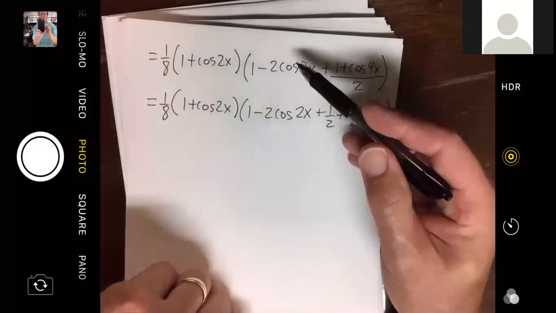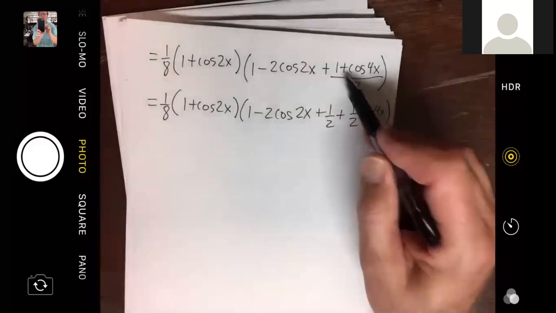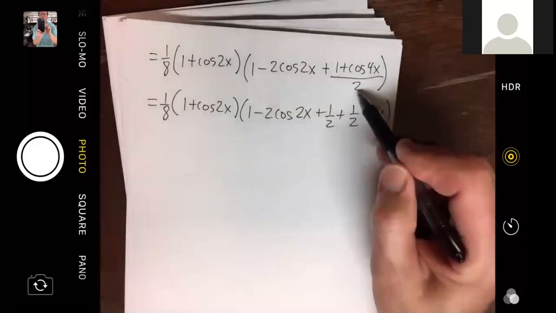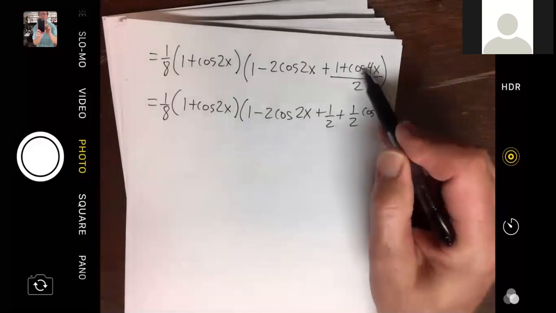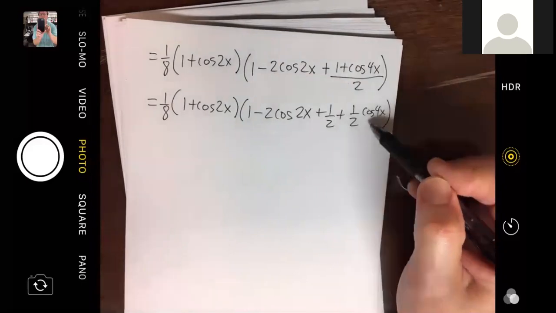Okay, on this last term, see how I start out with the 2? There's 1/2, and then there's 1/2 cosine of 4x. I'm trying to get the second parentheses as simple as I can. See how I have 1 plus 1/2?